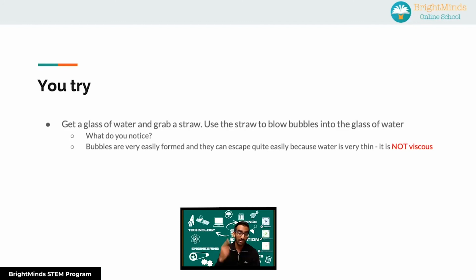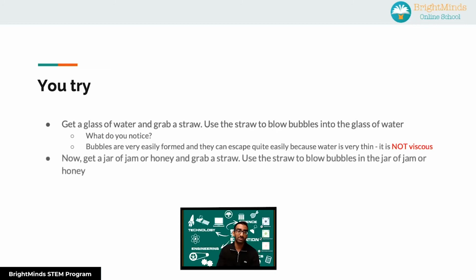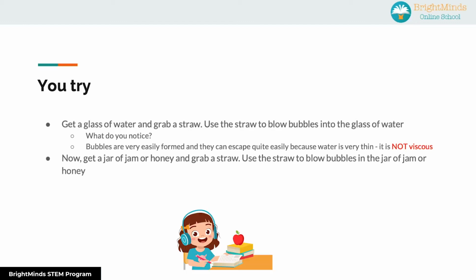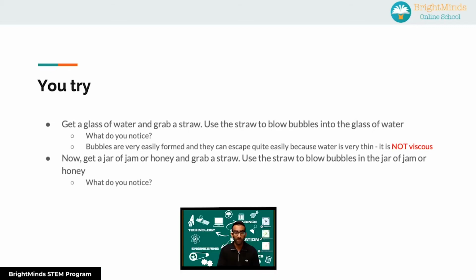Okay, so our next scenario is to get a jar of jam or honey, and then we're going to use another straw. We're going to put that straw into the jar of jam or honey, and we're going to blow into it. Now what do you notice? It'll be harder to form bubbles. It's much harder to form bubbles. Good, Luna. And Wara?